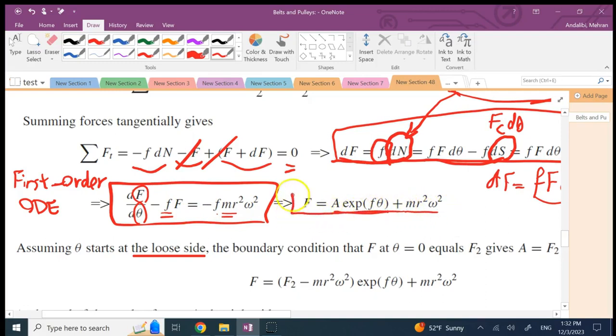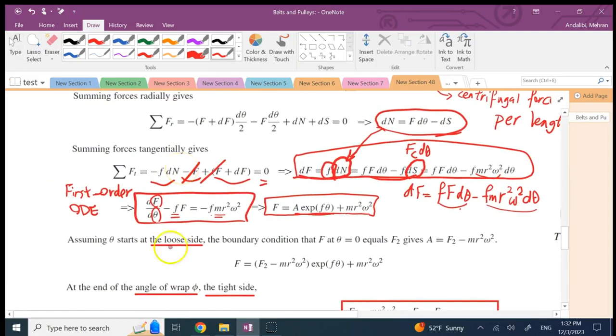So this is the solution for tension in the rope in general, where A is what? A constant. That's the constant of the integration. So how do we determine this A? We need some initial condition for that. So we assume that on the loose side is when theta starts at 0. So when theta starts at 0, the tension on the loose side, we call it F2, F equals F2. So here for F we plug in F2, and for theta we plug in 0. That exponential just becomes A. So it becomes F2 equals A plus what? m r squared omega squared.